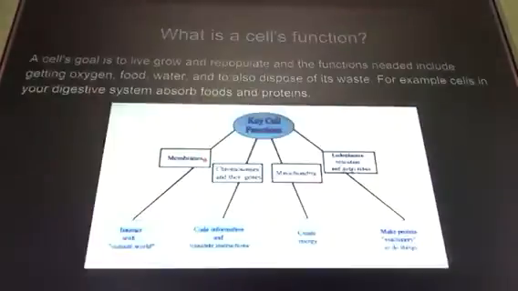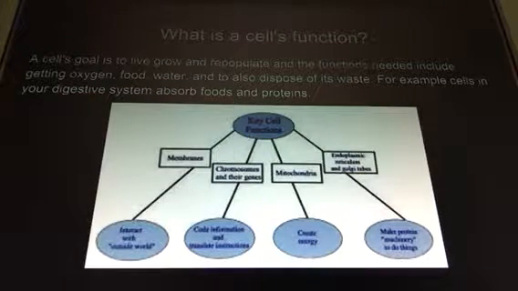And next slide. What is a cell's function? A cell's goal is to live, grow, and repopulate. The functions needed for this are to get oxygen, food, and water, and also to dispose of waste. For example, cells in your digestive system absorb foods and proteins.